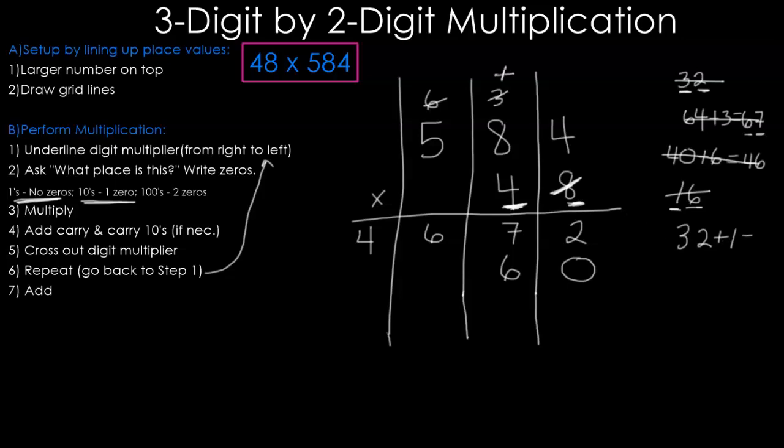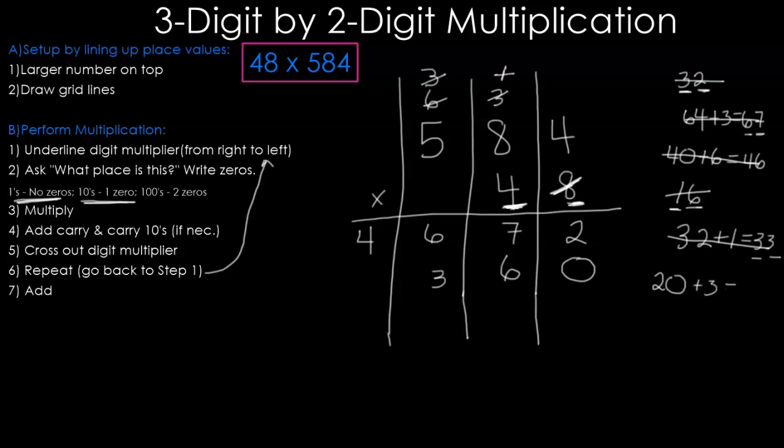32 plus 1 is what? 33. Okay, yep, write the ones, carry the tens. Okay, there's something to carry there. 33 has a ones and a tens, right? Write the ones, carry the tens. Once we write it, we cross it out. Okay, so that was 4 times 8, and now 4 times 5 is what? 20. Are there any carries to add? Yes, there's a 3 up there, plus 3. We write it, we cross it out.